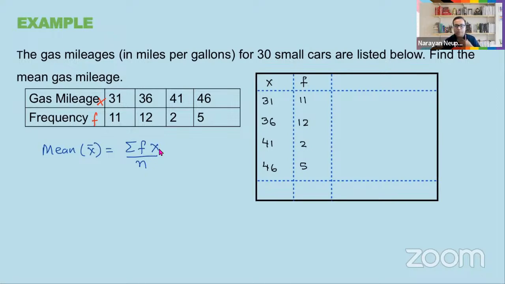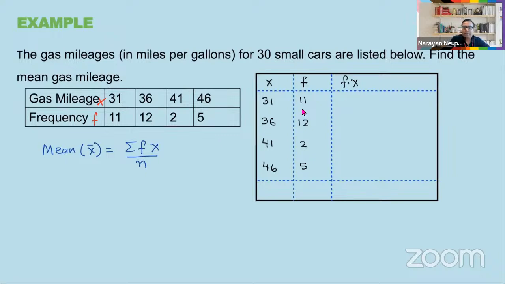Are we good so far? If you have a question, let me know. So what I did is I just wrote these values: x values here, frequencies here. Now, in order to find the mean, I need f times x. So in the next column, I need f times x. Remember, I told you from unit 3, we have the math, right? So you start seeing the math now.